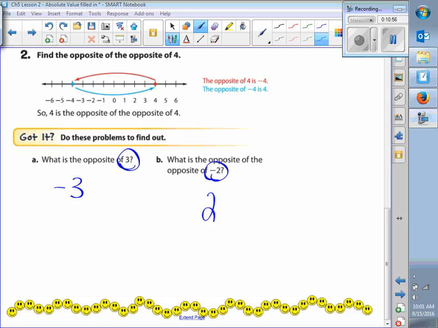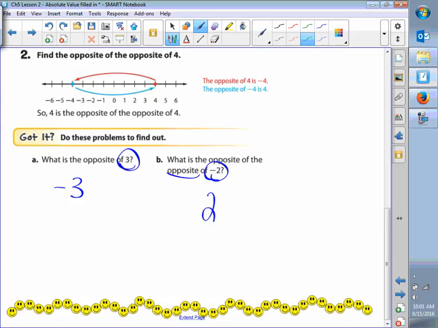Okay, now, here's an example of somebody going too fast when reading the directions or reading the question. This says, what is the opposite of the opposite of negative 2? So, the opposite of negative 2 is 2. But then we want the opposite of the opposite. So the opposite of 2 is negative 2. So the final answer would be negative 2. Is that clear?